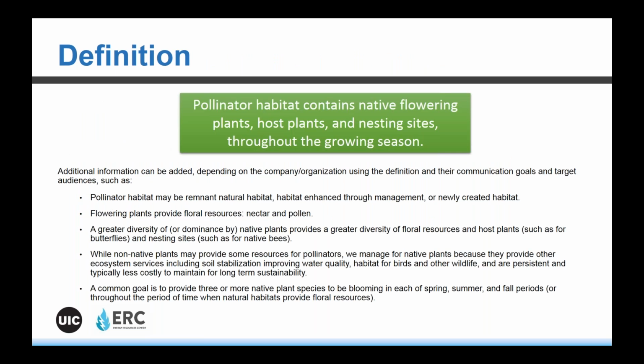So about a year ago, we wrestled around with a pollinator habitat definition. Many of you were part of that conversation, and we settled upon this definition in green. Pollinator habitat contains native flowering plants, host plants, and nesting sites throughout the growing season. We fully recognize that was a very simple definition and that some organizations would want to elaborate. And so all of the text below that green box are suggested additions to the definition. So that was how we found a flexible working definition that could work for the working group.